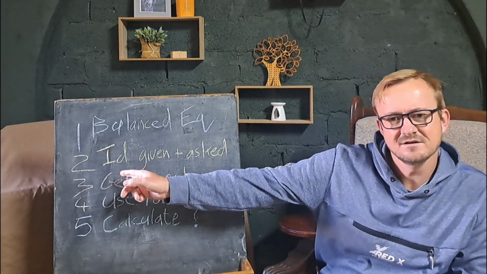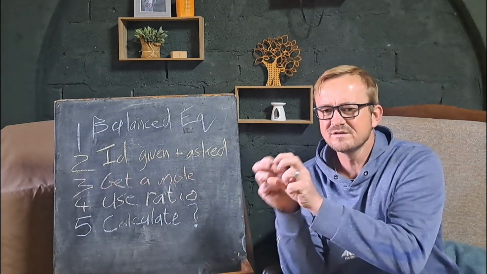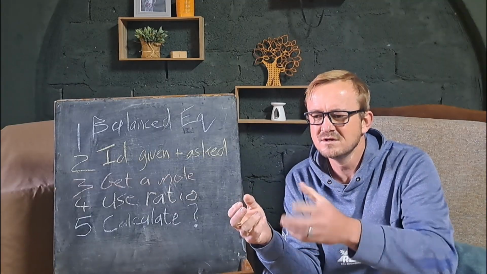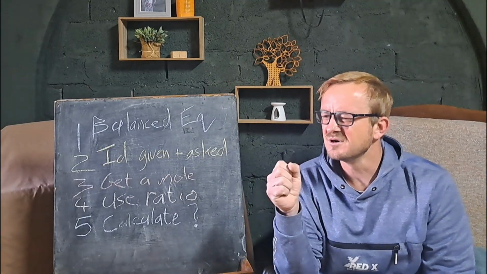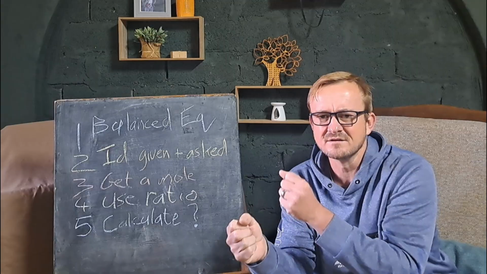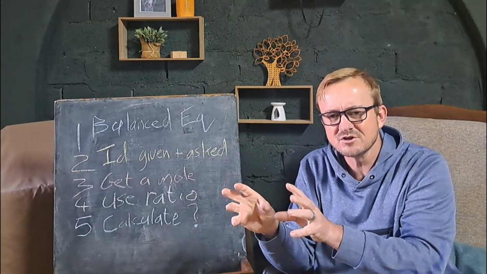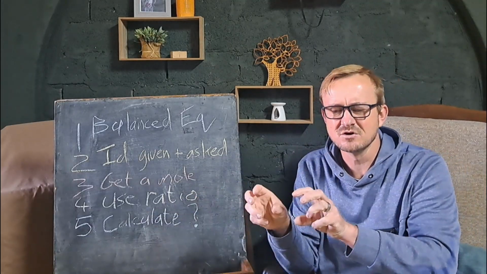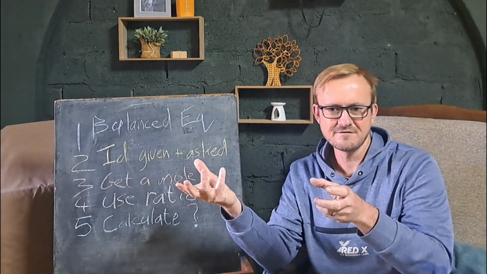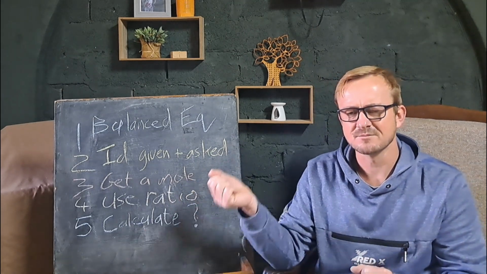Step 2, identify what's given and then what's asked. They will always provide information for us to be able to calculate a mole. Either it's mass or volume or number of particles, they will give us information to be able to calculate a mole. And once we get a mole, we can use the ratio, step 4, use the ratio to calculate another mole. Get a mole, calculate another mole. As easy as that. And once we have another mole, we can finish up the sum.